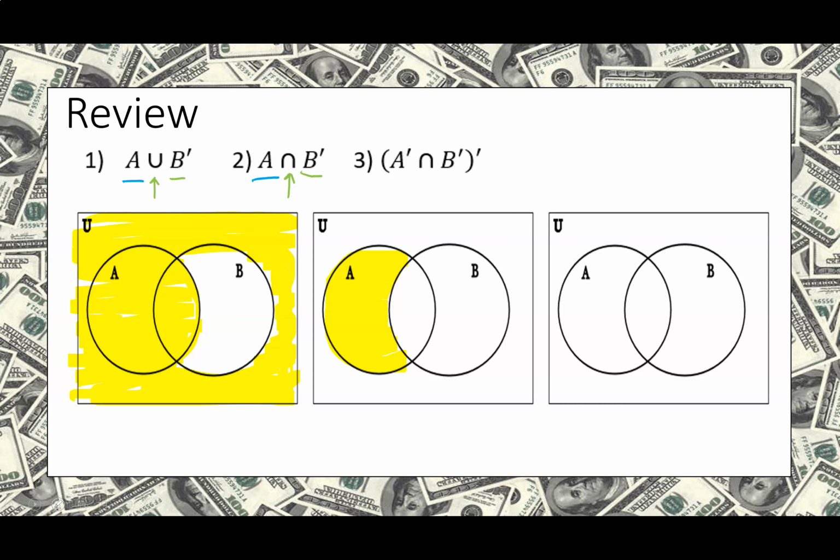Next one here, very interesting. We've got a complement, and I like to deal with that at the end, but it's totally up to you what you want to do there. So let's go ahead and get A complement intersect B complement. My A complement is going to be everything on the outside of A.